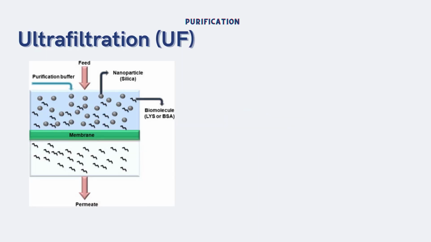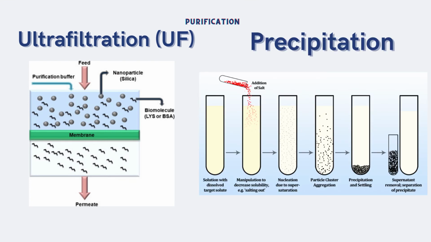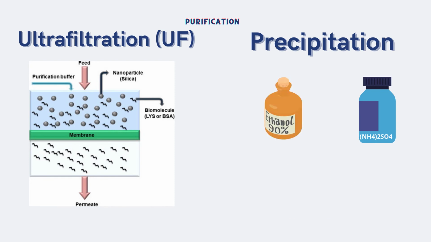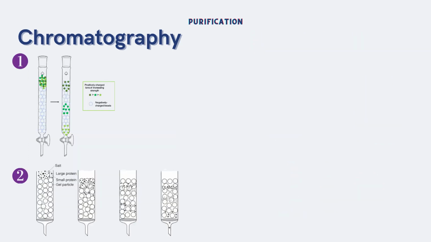The next step in the downstream processing to produce an enzyme with higher purity is purification. There are 4 general methods for this. The first is ultrafiltration, which involves using membrane filters. The second is precipitation, where precipitating agents such as ammonium sulfate, ethanol, as well as polyelectrolyte are used to precipitate the xylanase. The third is chromatography. There are 2 types of chromatography generally used for xylanase purification, which are ion exchange and gel filtration.